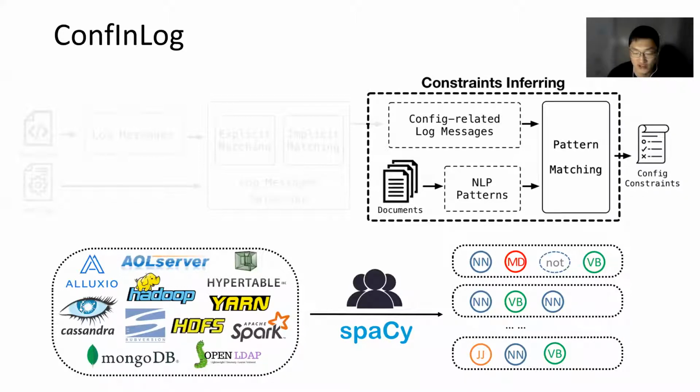Then, ConfInLog infers the constraints. Considering that the log messages are written in natural language, we manually collect descriptions of configuration constraints from documents of 11 different software systems, then generate the part-of-speech patterns to describe the style of constraints. When inferring constraints, given a log message related to configuration, ConfInLog generates the corresponding part-of-speech text sequence and tries to match it with any patterns. If there is a match, ConfInLog regards the log message as a constraint description.